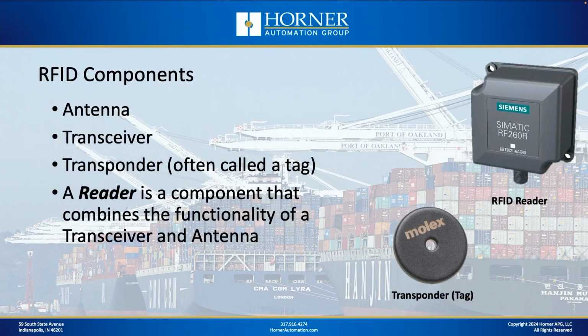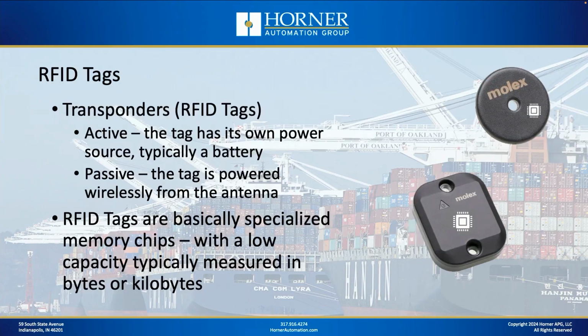Now, the primary components of an RFID system would be an antenna, a transceiver, and a transponder. The transponder part we typically call a tag. Very often the antenna and the transceiver portion are combined into a single component, and that's called a reader. As we take a look at more detail at the transponders, which are the tags as we like to call them, note that there are a couple different types of tags. There are active tags, which supply their own power, typically with a battery, and those that are passive. They get their power by being excited wirelessly by the antenna component.